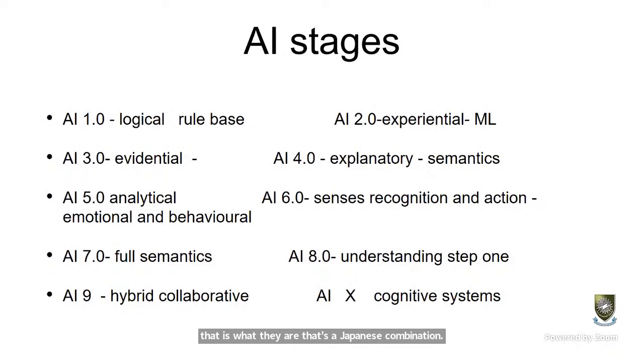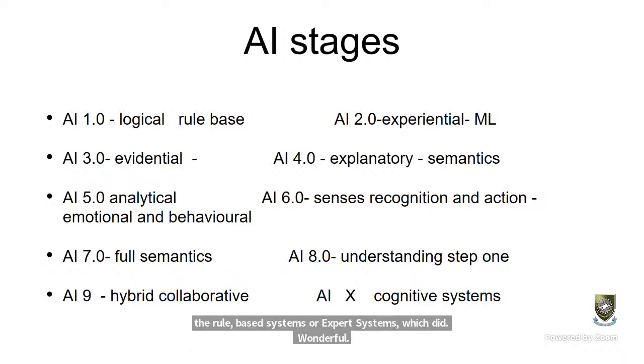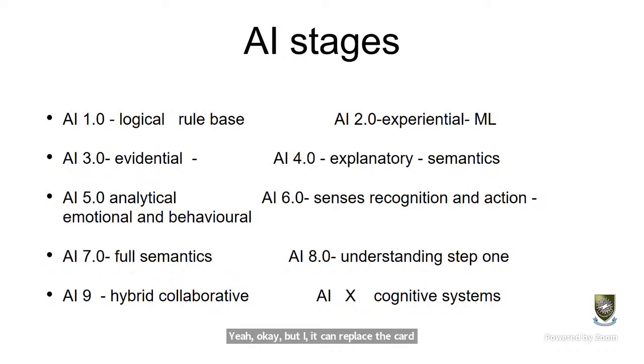Quickly, I will spend maybe half a minute on this. What are the various stages of AI and where are we? First, AI was logical AI, where we built rule-based systems or expert systems, which did a wonderful job. It can replace a cardiologist. Then we went into experiential AI, which is today's state. Number two is today's state, ML.